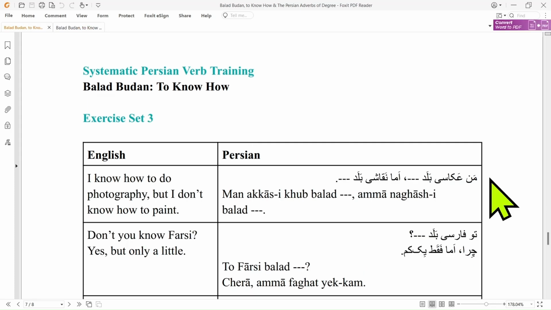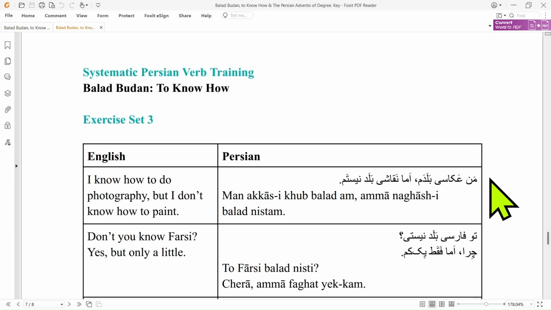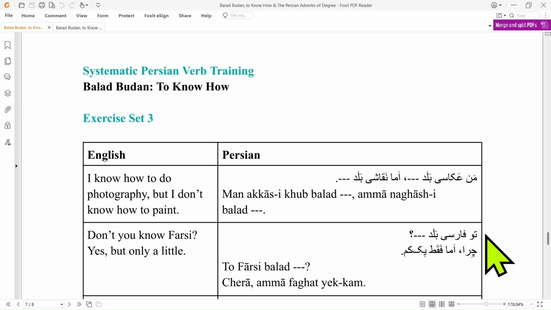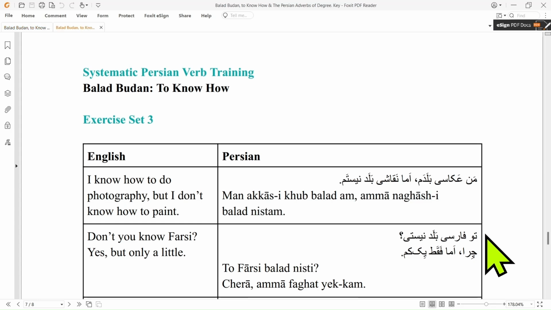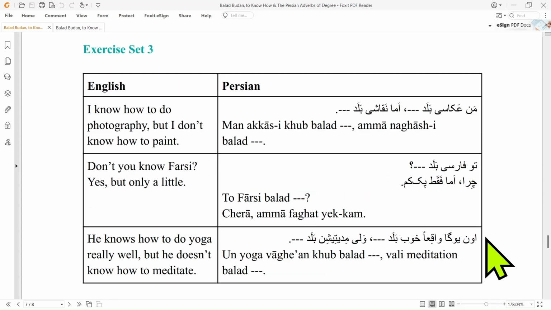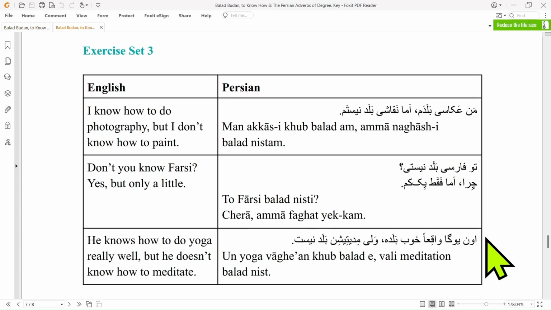I know how to do photography, but I don't know how to paint. من عکاسی بلدم، اما نقاشی بلد نیستم. Don't you know Farsi? Yes, but only a little. تو فارسی بلد نیستی؟ چرا؟ اما فقط یکم. He knows how to do yoga really well, but he doesn't know how to meditate. اون یوگا واقعا خوب بلده، ولی meditation بلد نیست.